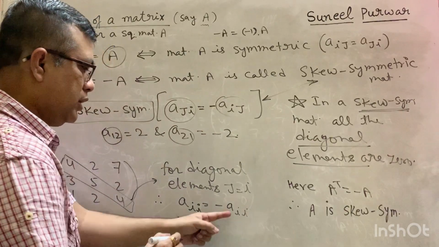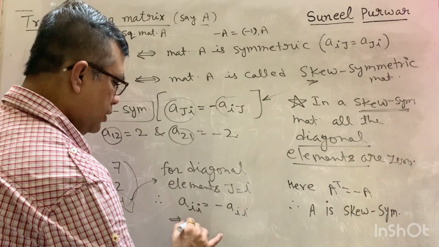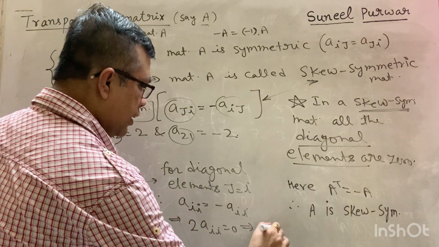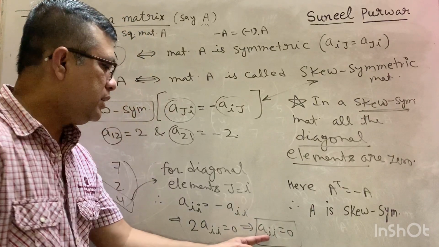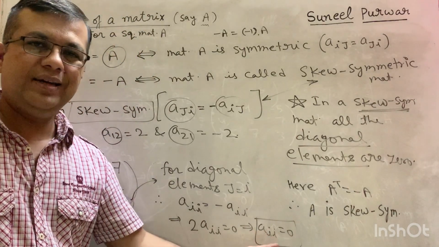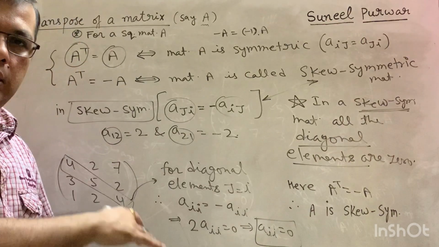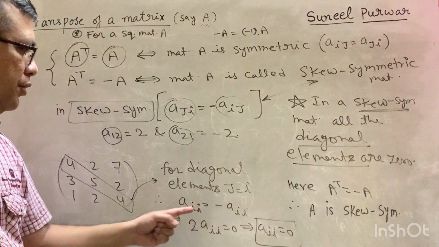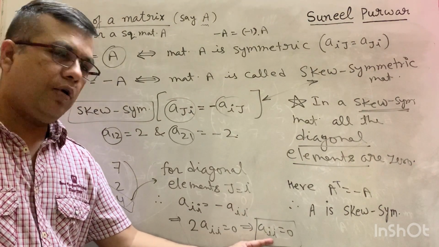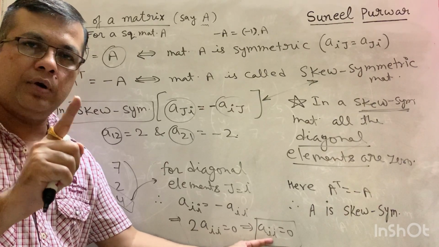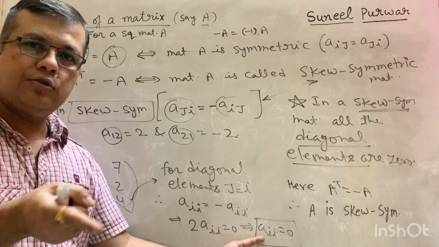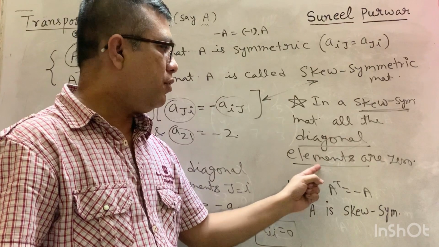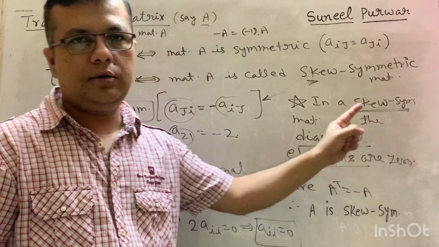So transpose it here, take it on the other side. 2 times Aii equal to 0. That means the value of Aii equal to 0. That means A11 is 0, A22 is 0, A33 is 0. So that's why you had seen in our example of skew symmetric matrix, for all the diagonal elements, J and I are equal. So take I is equal to 1, A11 is 0. Take I is equal to 2, A22 is 0. So whenever your matrix is skew symmetric, you will definitely have all its diagonal elements to be 0.